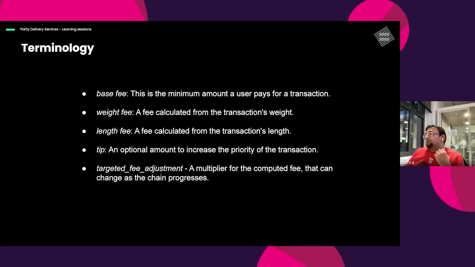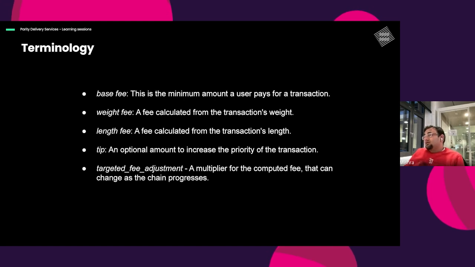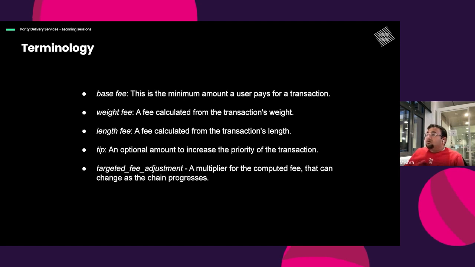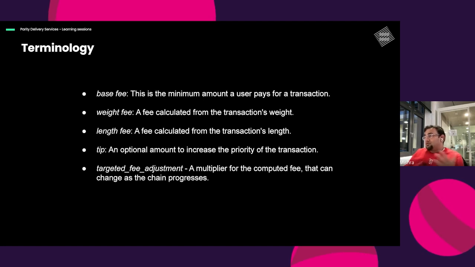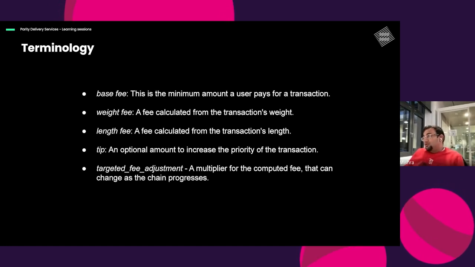Let's see some terminology to understand the concept of this pallet, which we'll be explaining in the further slides. The base fee is the minimum amount a user pays for a transaction. The weight fee is proportional to the execution time, basically the input and output and the computation that a transaction consumes. The length fee is proportional to the encoded length of the transaction.